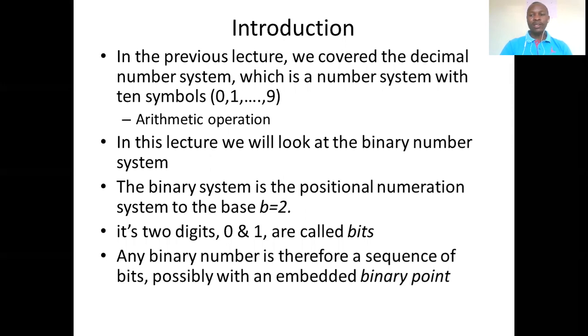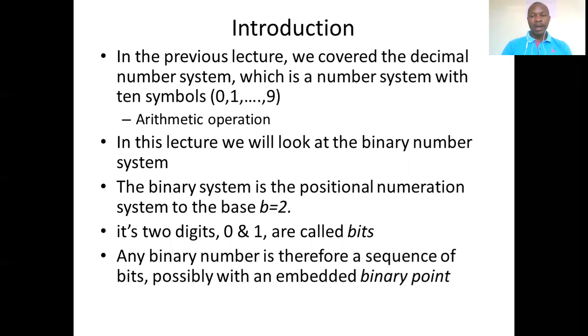The binary number system is a positional numeration system to the base 2. Unlike the decimal one, which is base 10, this one is base 2. Remember, dec is the prefix for 10, and bi is the prefix for 2. The digits in the binary number system are called bits, which is short for binary digit, and they are 0 and 1 only.